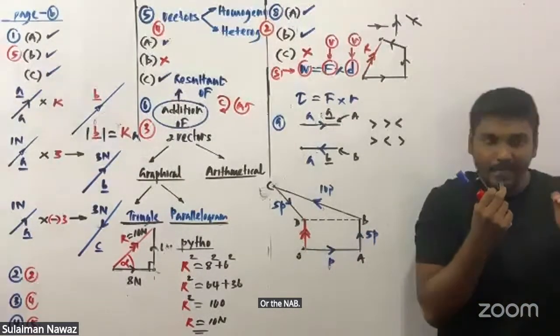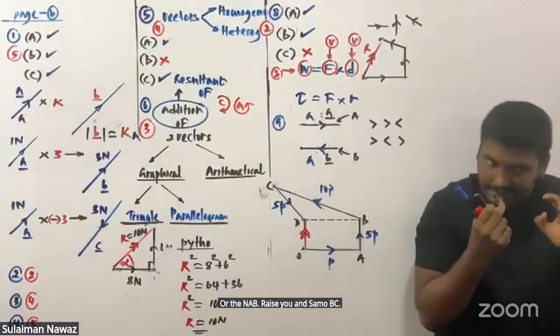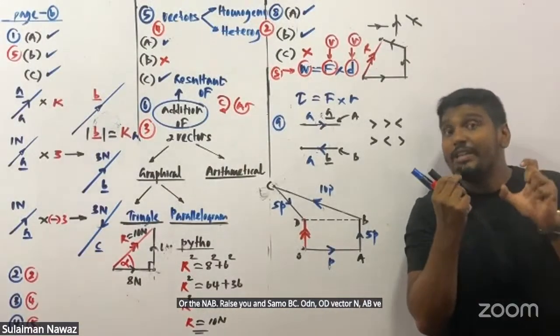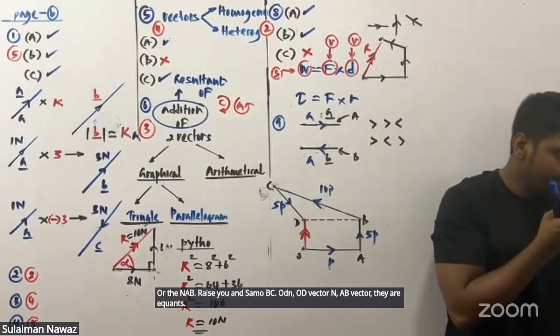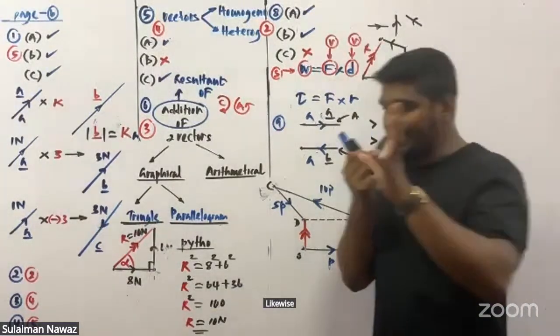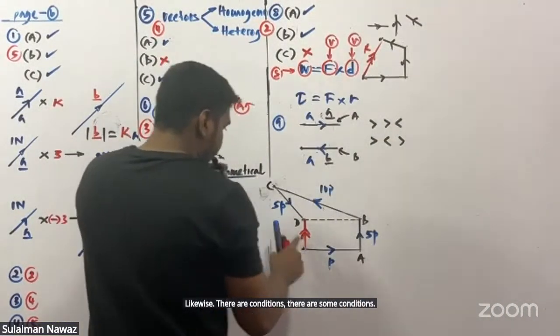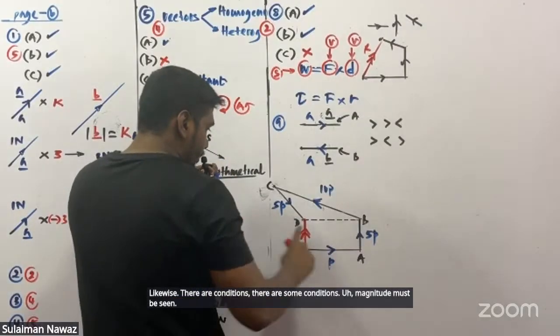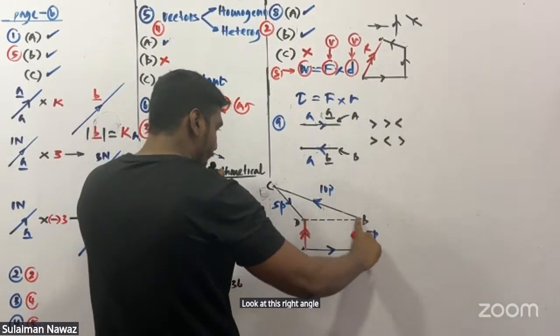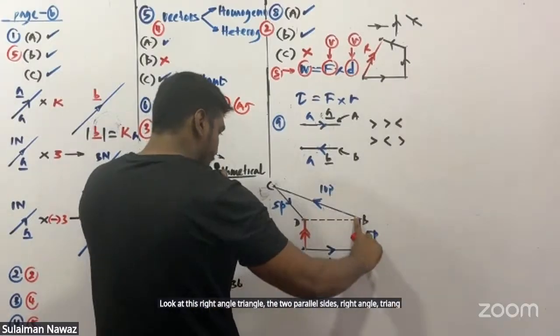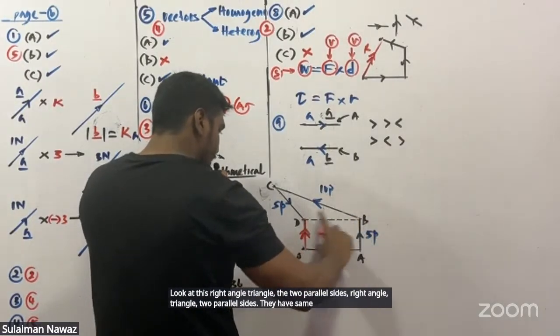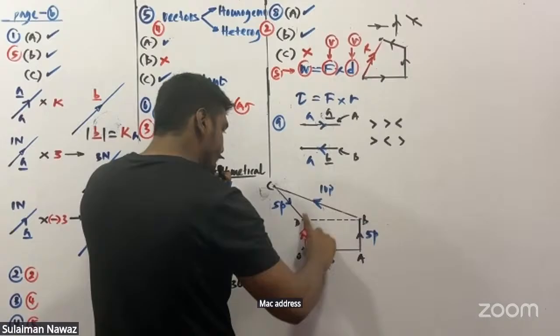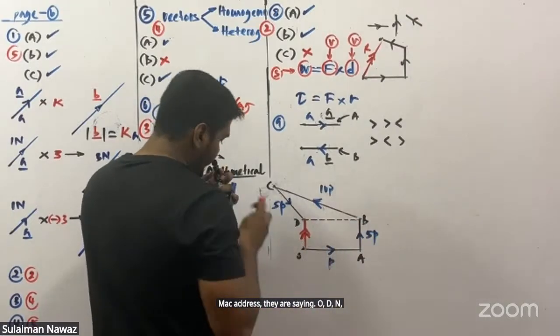Raise your hands. How would we say? OD vector and AB vector, they are equal. But there are some conditions. Magnitude must be the same. Look at this right angle triangle. The two parallel sides have the same length. Magnitude wise, they are the same. OD and AB have the same magnitude.